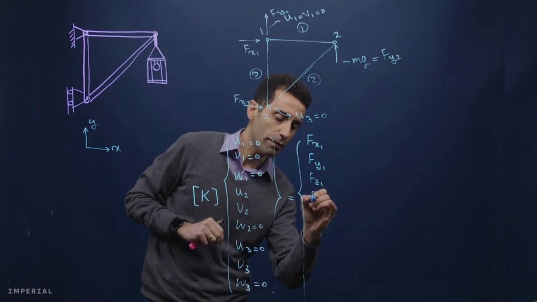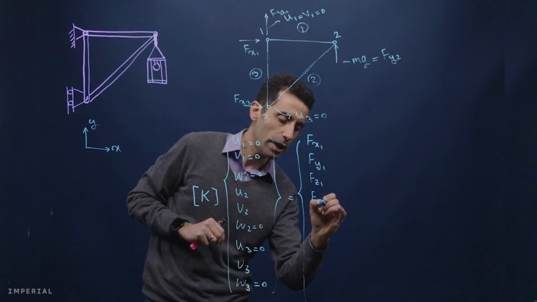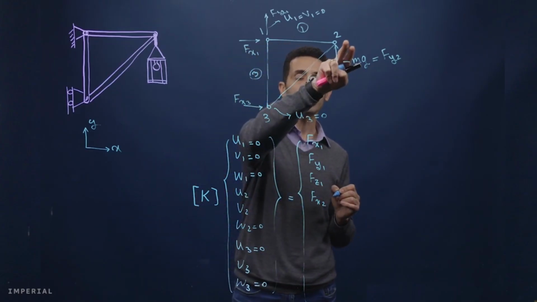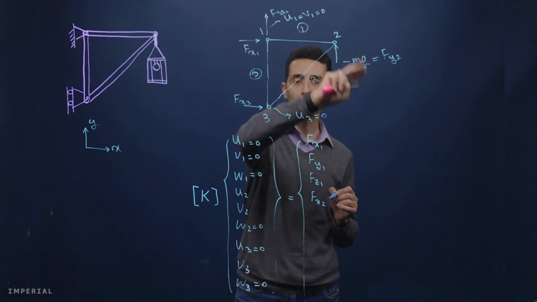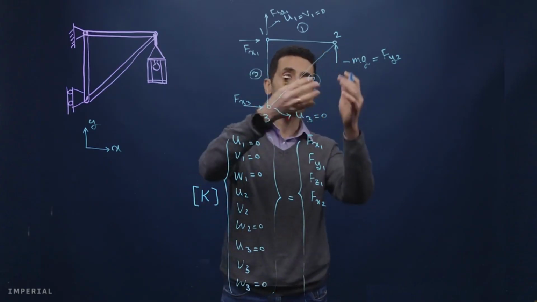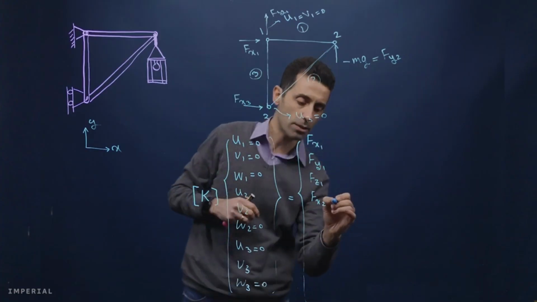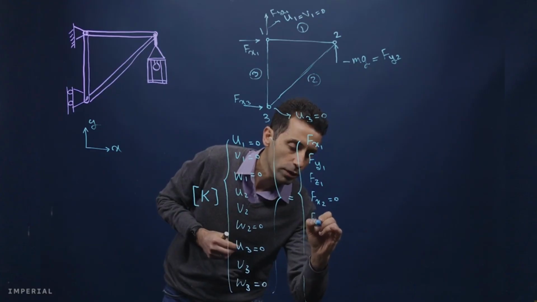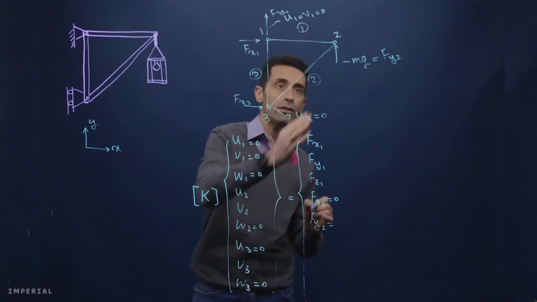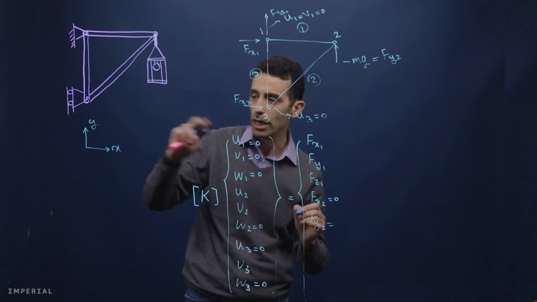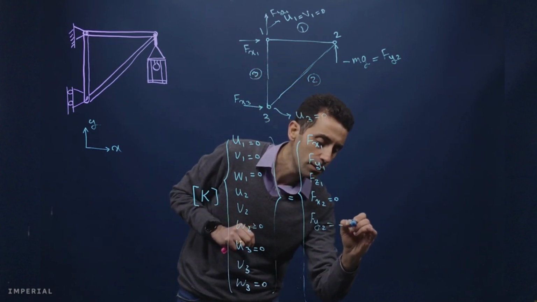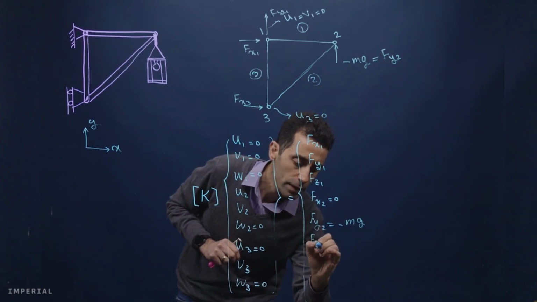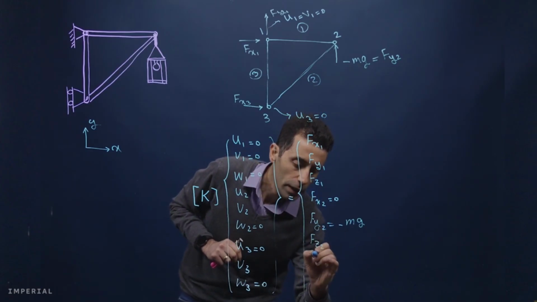Then there will be Fx2, right? So Fx2 is the external force applied to node 2 in the x direction, and we know there is no external force applied in the x direction, so this is 0. Then we have Fy2, which is the vertical force applied to this node, and we know that one is minus mg. Then we have Fz2, which is unknown.